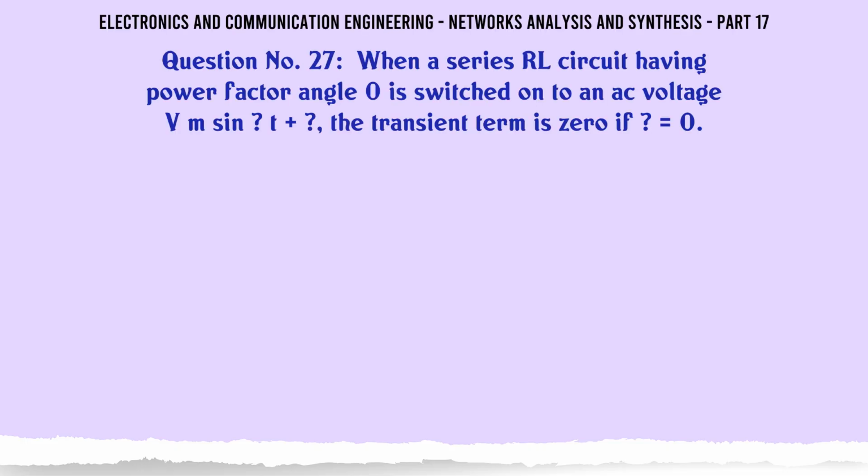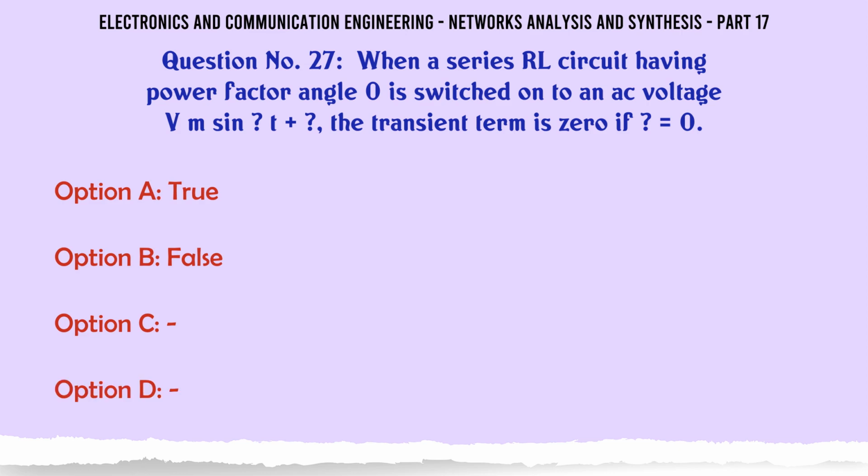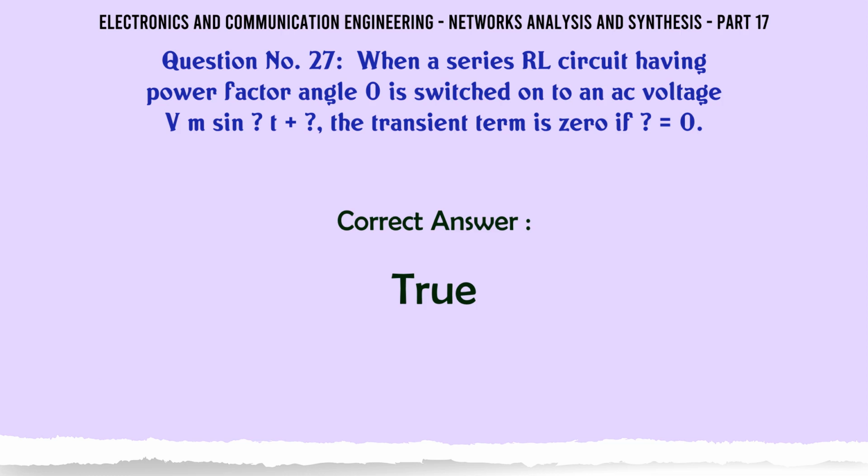When a series RL circuit having power factor angle θ is switched on to an AC voltage Vm sin ωt, the transient term is 0 if θ = 0. A. True. B. False. C. D. The correct answer is true.